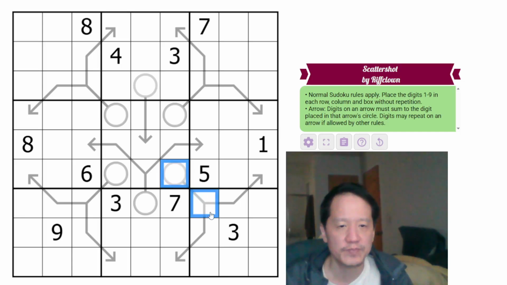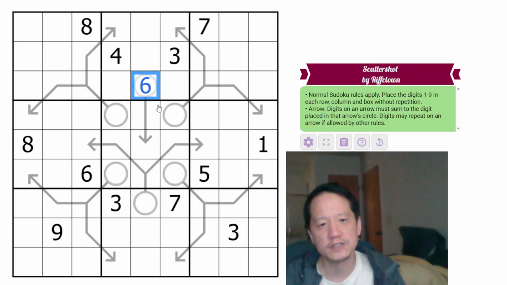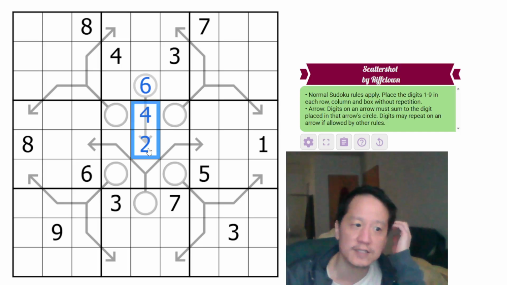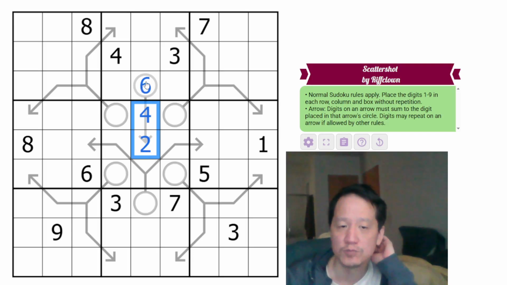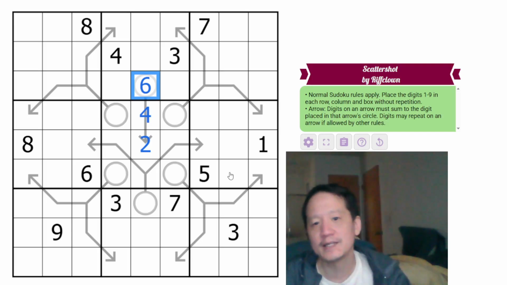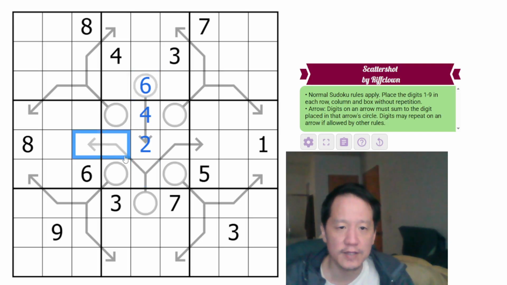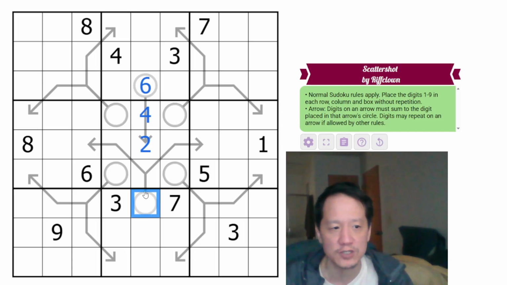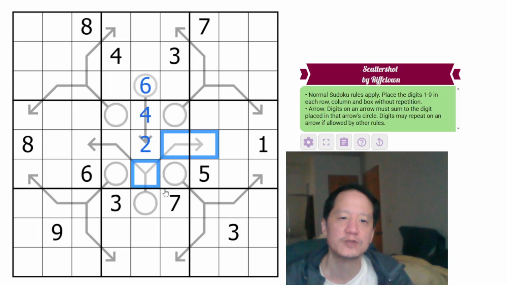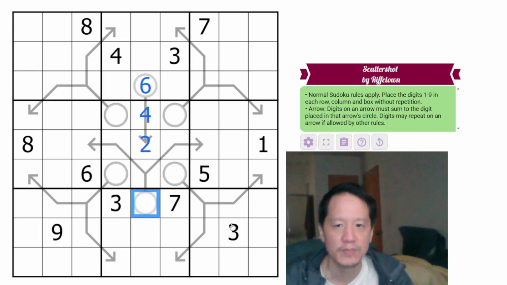Let's just use this as an example. Say this was 6, 4, and 2. That works on the arrow clue because the 2 and the 4 add up to 6, which is what is in the circle. And that's how arrow clues work. And again, remember, each arrow is separate. So this arrow must sum up to what's in its circle, and these three cells must add up to what's in that circle. And those are actually all the rules.